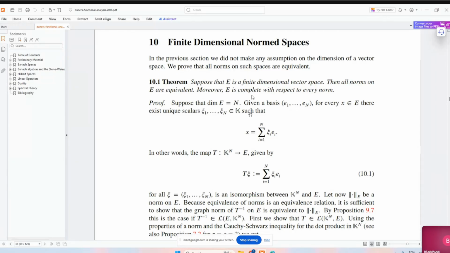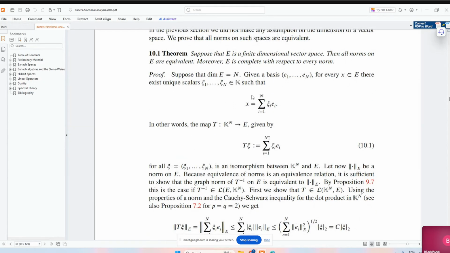So let us look at the proof. Suppose the dimension of E is n, some finite dimension. Let e1, e2, ..., en be a basis. It always exists; a finite dimensional vector space will have a basis. Then every x in E can be written as a combination of e1, e2, ..., en. So x equals the summation, i equal to 1 to n, of xi_i e_i. This xi_1, xi_2, ..., xi_n is called the coordinates of the point x with respect to the basis e1, e2, ..., en. That you know.